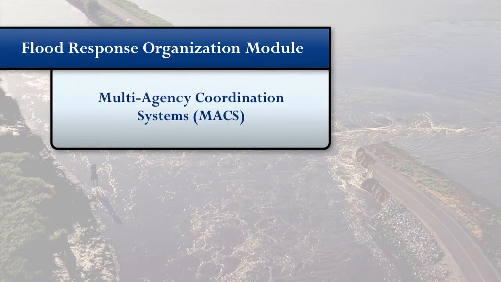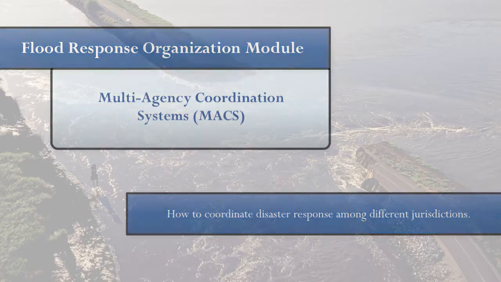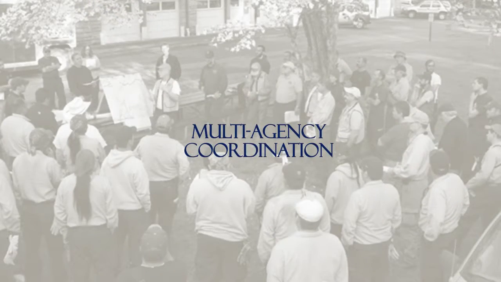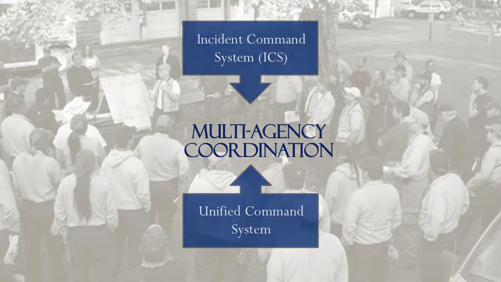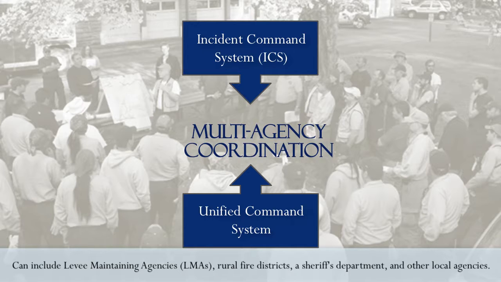Both the California and federal disaster management systems promote the concept of multi-agency coordination in response to the challenge of effectively coordinating disaster response among different jurisdictions. An example of a multi-agency coordination system is the Incident Command System and its unified command concept, which can include levee-maintaining agencies, rural fire districts, a sheriff's department, and other local agencies.